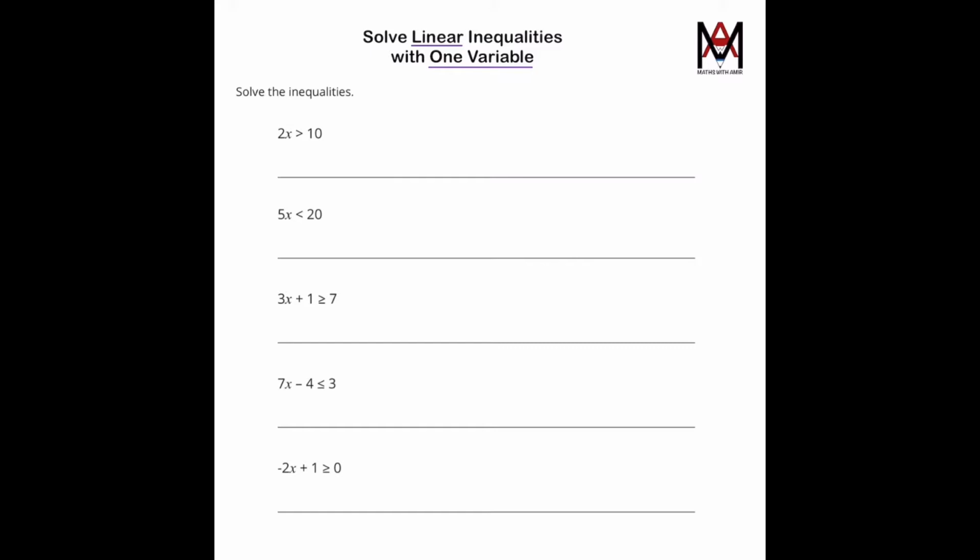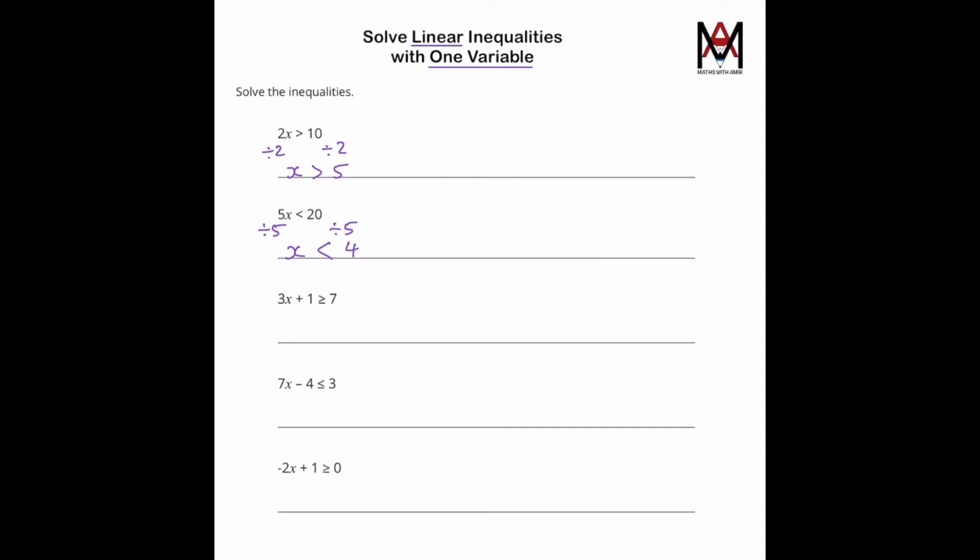The first question, 2x is strictly greater than 10. So we just divide by 2 to have x on its own. And that would be x greater than 5, as 10 divided by 2 is 5. Note that I left my inequality sign the same way. 5x is less than 20, so once we divide by 5, 1x is strictly less than 4.